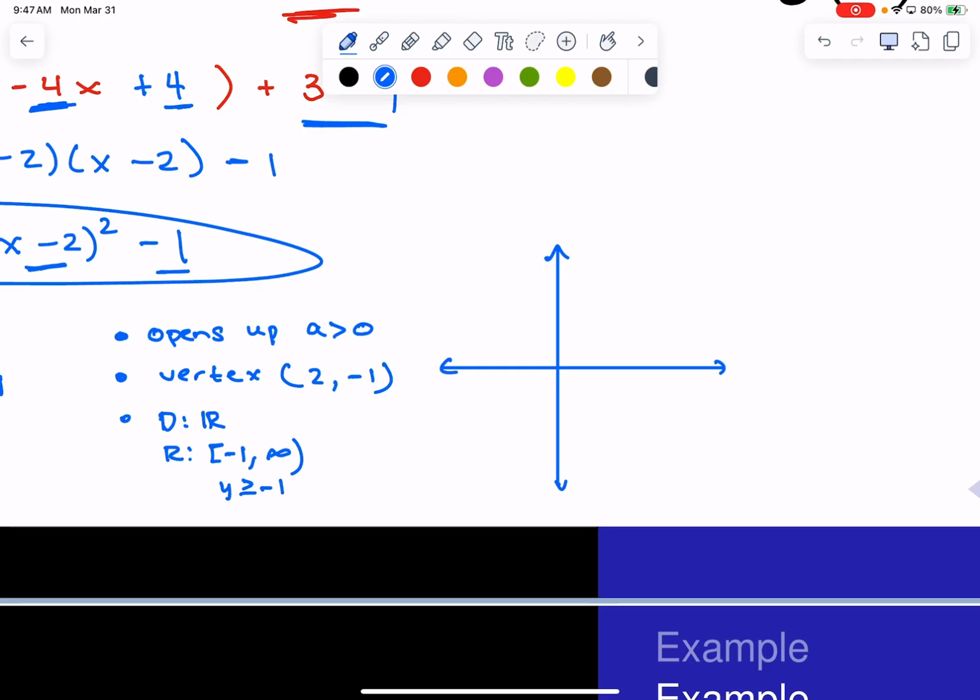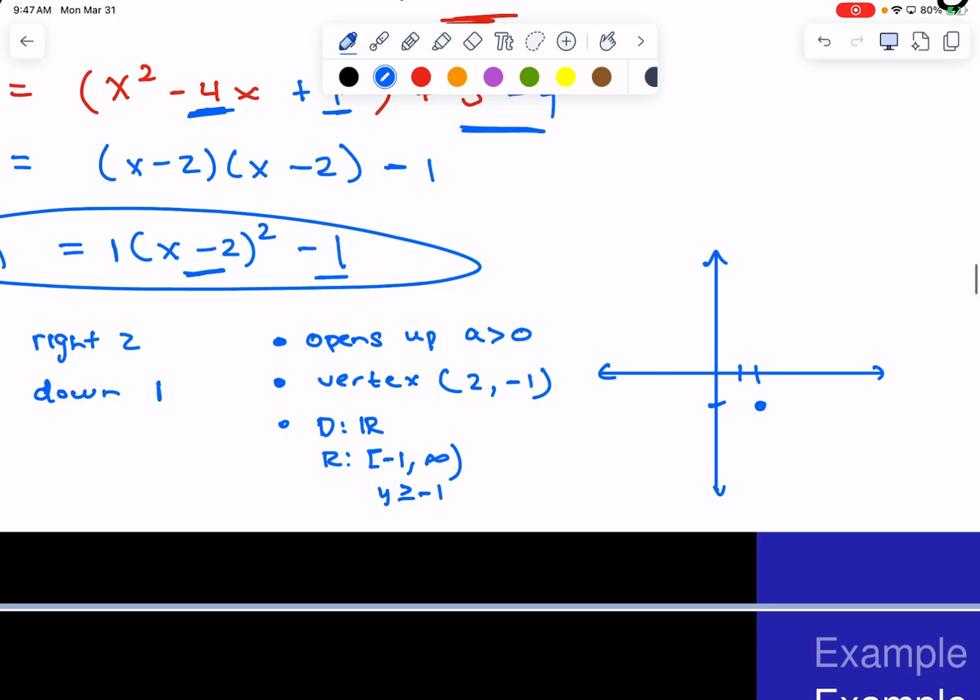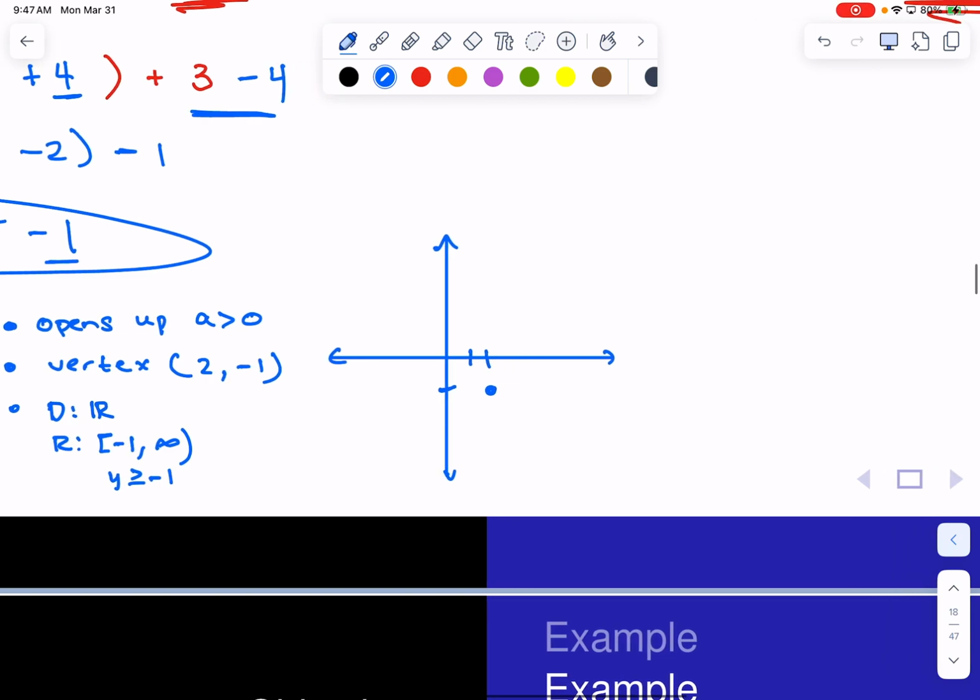So this goes right to down what? Down 1? And which way does it open? Up. What's the stretch factor? It's 1 to 1 again. So it's just up 1, right 1. So it'll just be up 1, right 1, and up 1, left 1.